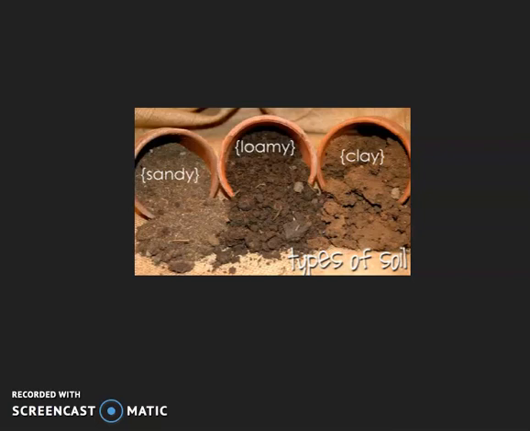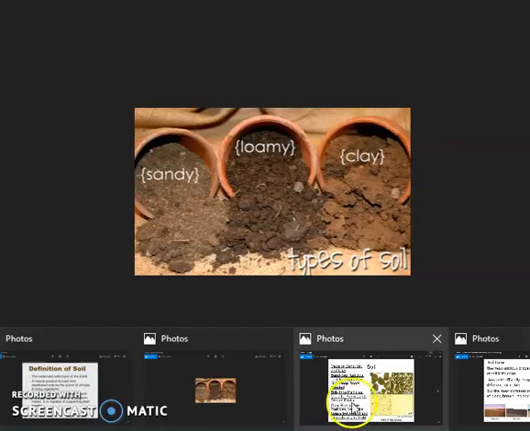Mainly, soils are classified as sandy, loamy, and clay. So these are the three types of soil, and silt soil also. We can say sometimes this is also known as silt soil. So here we can see the color difference between these three soils itself. Let us define in detail.